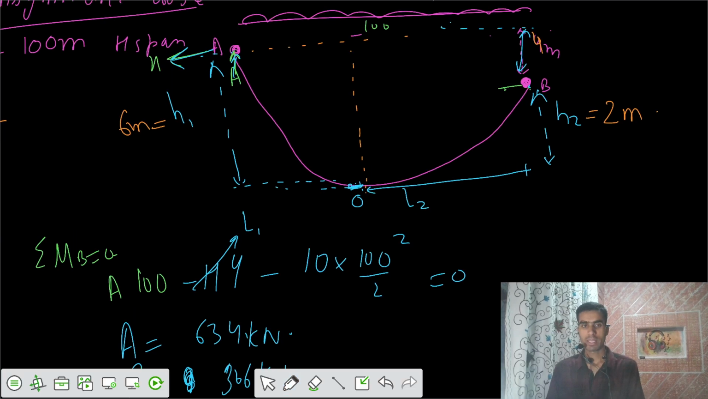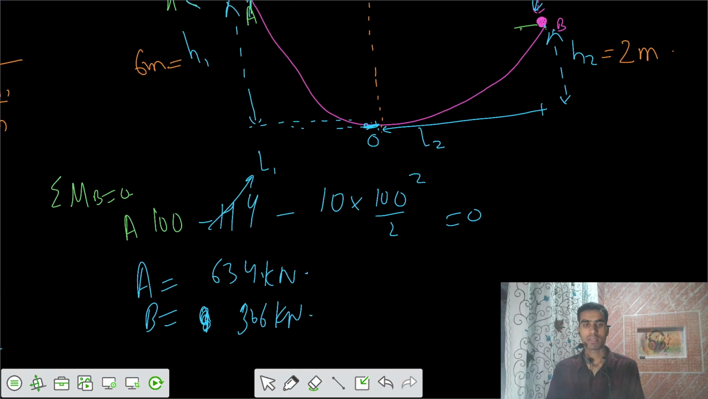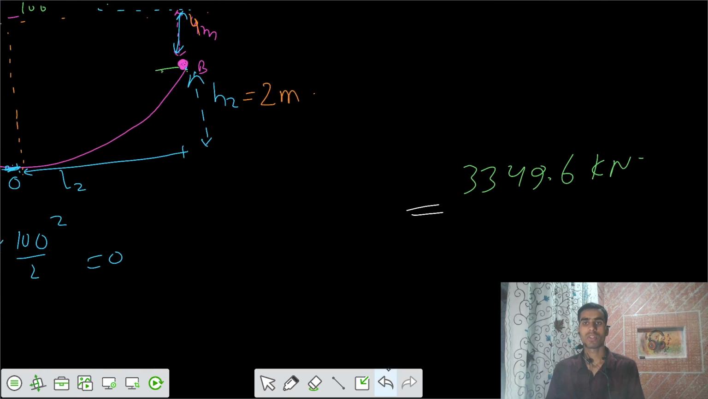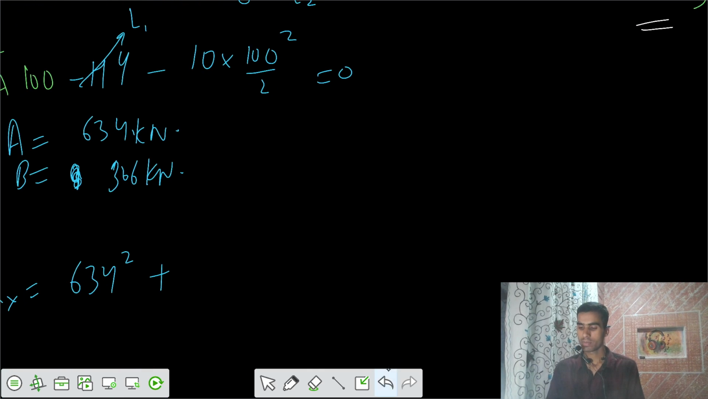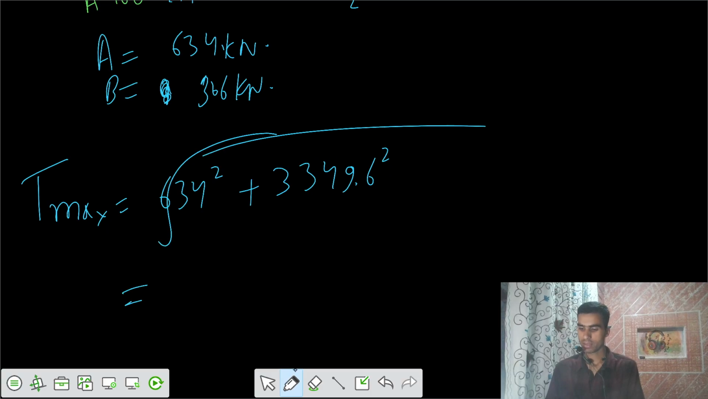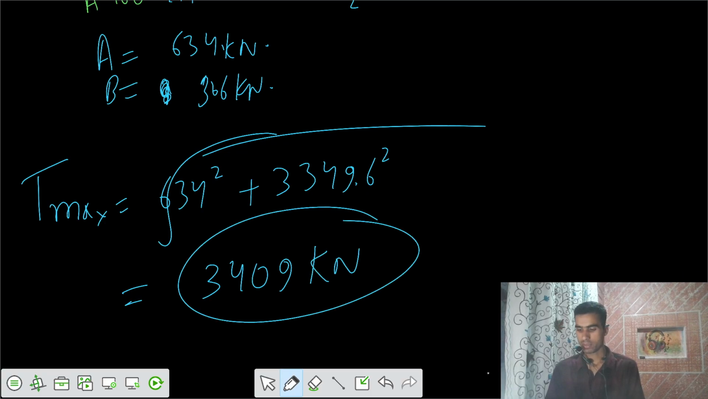Now, which one of these is the maximum? Your A is maximum. So T maximum would be equal to root of 634 kilonewton square plus your horizontal reaction square, which was 3349.6 square. Then the root of that is T max. So that is 3409 kilonewton. This is your T max.